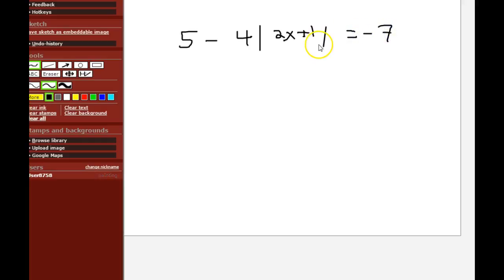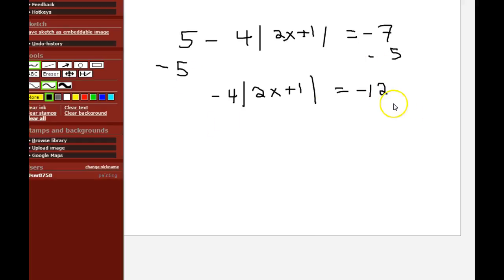Remember, absolute value cannot be negative 7, but we need to first isolate the absolute value when we solve this equation. Okay? So absolute value has to be equal to a positive number, but we haven't isolated it yet, so let's isolate it. So I'm going to subtract 5 from both sides. And so I have negative 4 times the absolute value of 2x plus 1 is equal to negative 12.